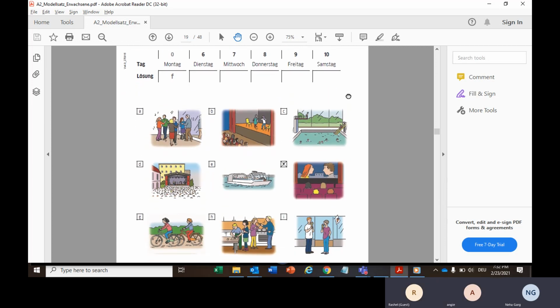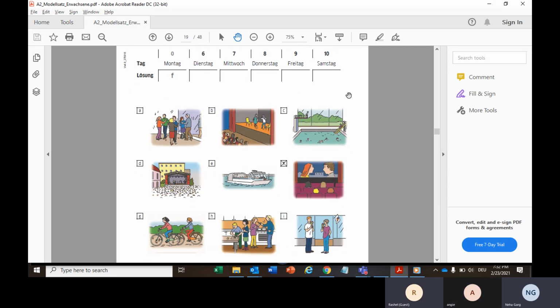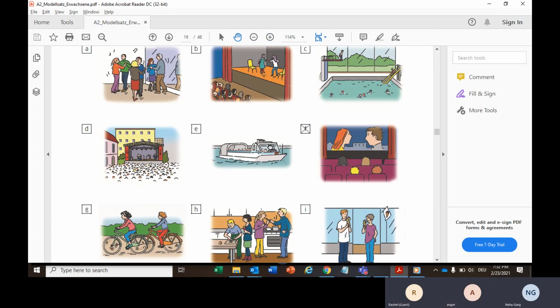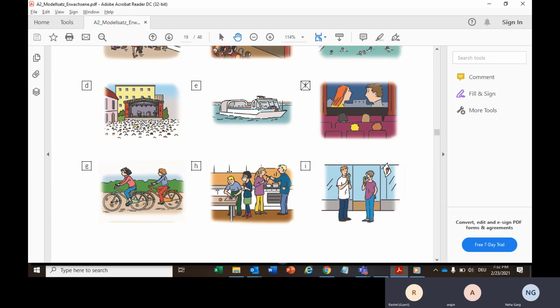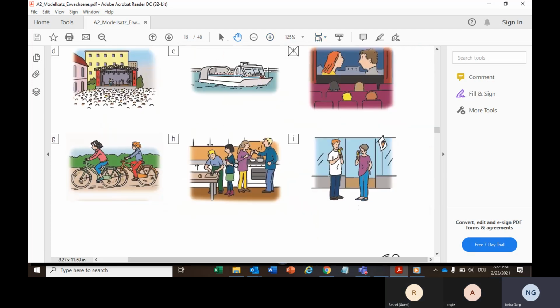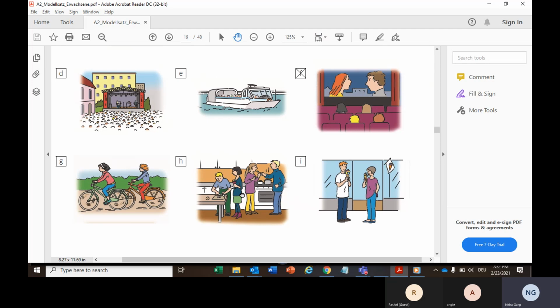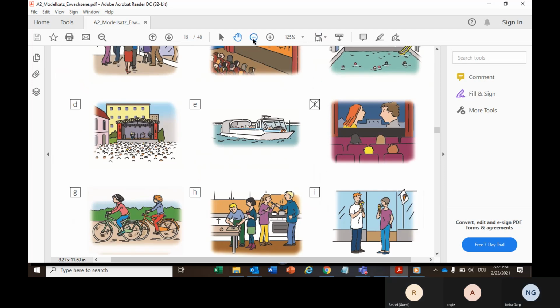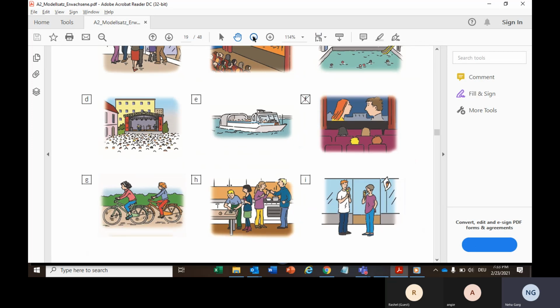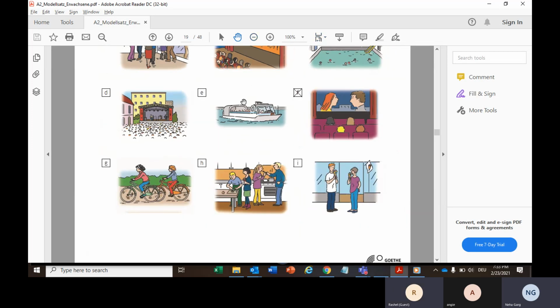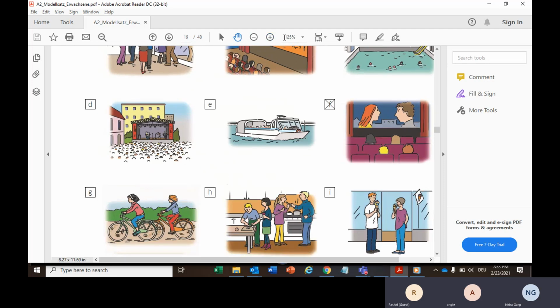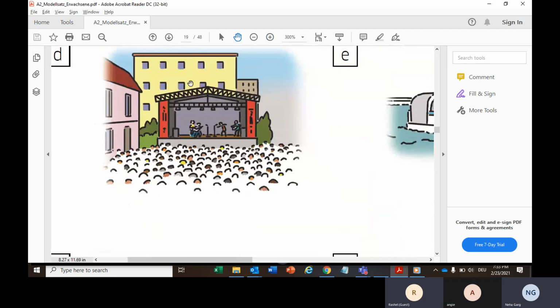Okay. What is that? That is cooking. Letter H. That is cooking, eating, right? Yes, it seems like they are meeting somebody at their home or at their place. And this is they are having ice cream. This letter D, what is that? Concert, right?